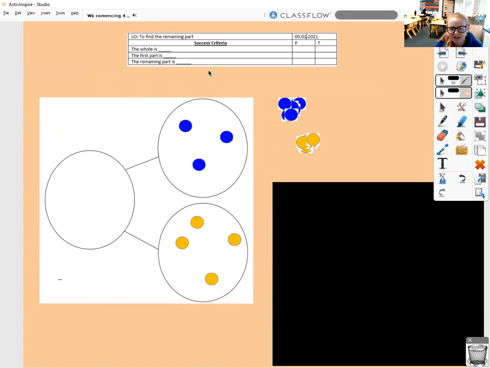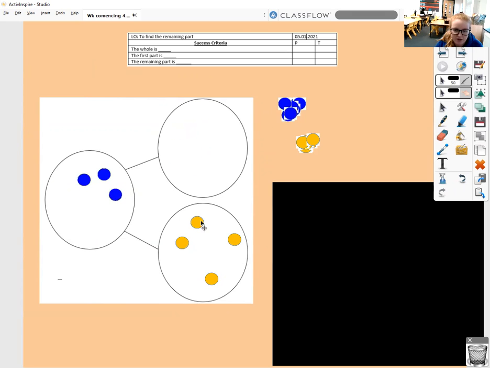Can we go through our success criteria together and say those? So the whole is 1, 2, 3, 4, 5, 6, 7. The whole is 7. The first part is 1, 2, 3. The remaining part is 1, 2, 3, 4. The remaining part is 4. Fantastic. Let's just try some bigger numbers.